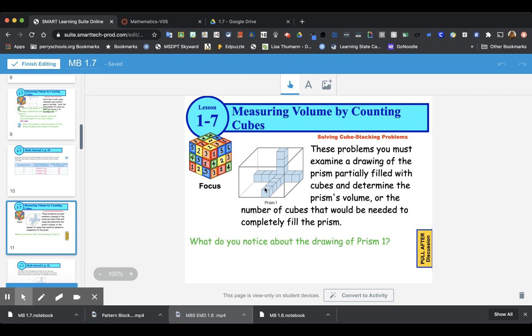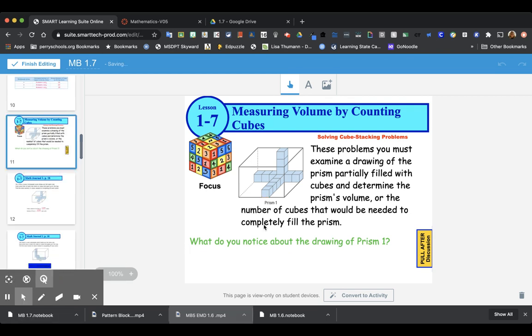Well, what I'm noticing is that I see that we have cubes going from top to bottom, which would give us the height. I see that it's going from side to side, which would give us a length. And I see it going from front to back, which could give us a width. And I see that height, length, and width is something that we are being provided. So I'm going to count the height, length, and width.